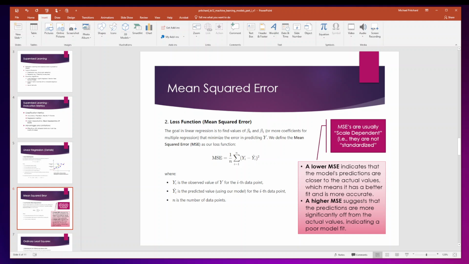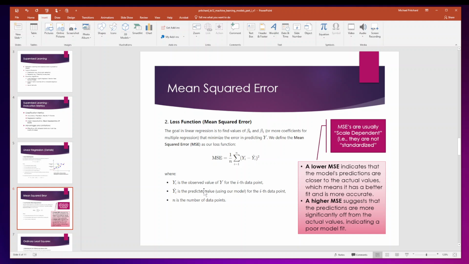A common loss function used in linear regression is the mean squared error, or MSE, which calculates the average squared difference between the predicted and actual values. That's what this equation is illustrating. So we're doing a summation of y sub i minus y hat sub i, squared.